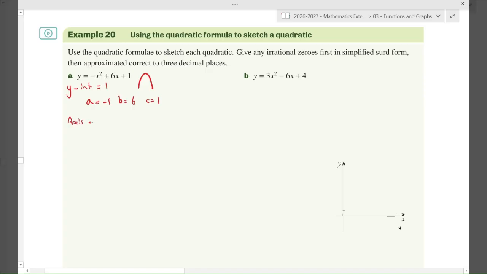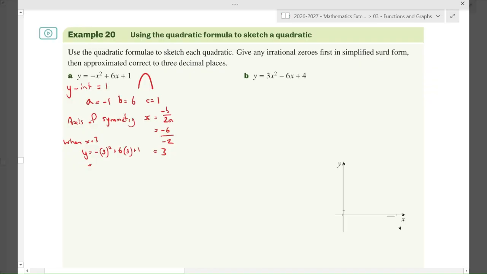Do we have a formula for the axis of symmetry? Yes. What is it? X equals minus b on 2a. Minus 6 on minus 2, which would give me 3. That's the axis of symmetry, so that gives me the x value for it. And then when x equals 3, we get y equals minus 3 squared plus 6 times 3 plus 1, which gives me what?